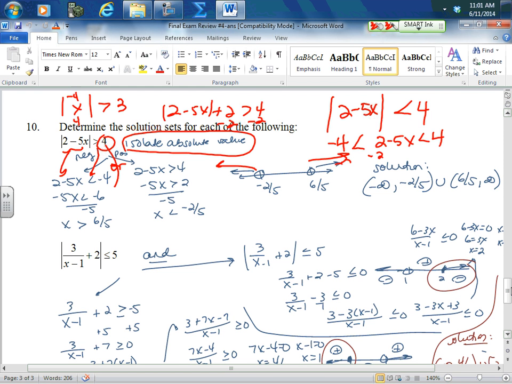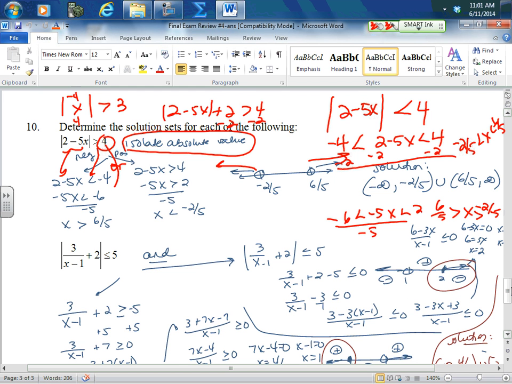Subtract 2 from both. You're still going to end up with the same numbers, but now your AND will go in the middle. So we're going to get a negative 6 less than 2. And you're going to divide everybody by negative 5. So you're going to get 6/5. You're going to have to play around with this. Swap your sign, negative 2/5, and you're just going to have to change everything around. So it's going to be negative 2/5 less than x less than 6/5.